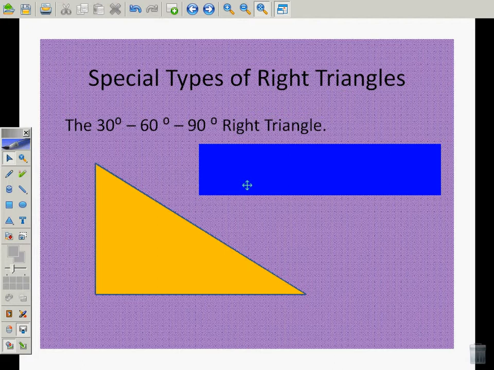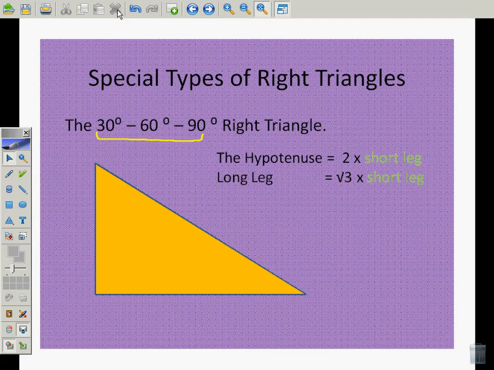As we recall, all of the angles of a triangle add up to 180. So this is kind of cool because we have one 90 degree angle and the other two add up to the 90, but they're nice and even, they're 30 and 60. And so when we talk about this kind of special right triangle, the hypotenuse is going to be 2 times the short leg, and the long leg is going to be the square root of 3 times the short leg.